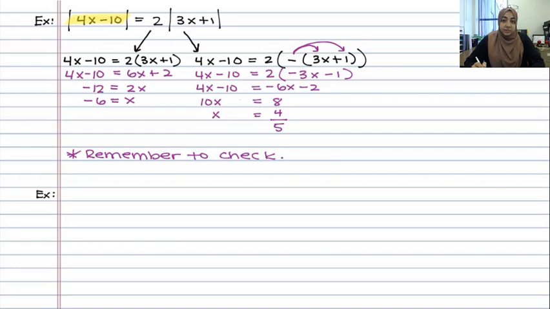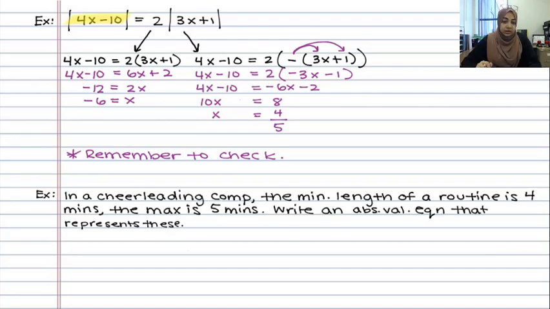So go ahead and copy down this problem that I'm about to write and pause the video, and then we can do it together. In a cheerleading competition, the minimum length of a routine is 4 minutes. The max is 5 minutes. Write an absolute value equation that represents these minimum and maximum lengths.